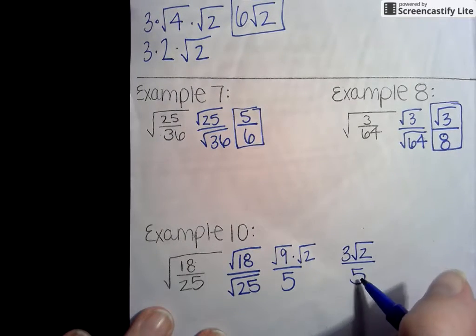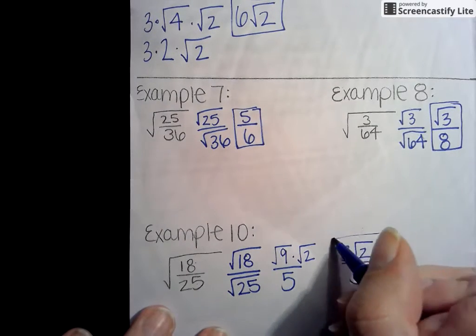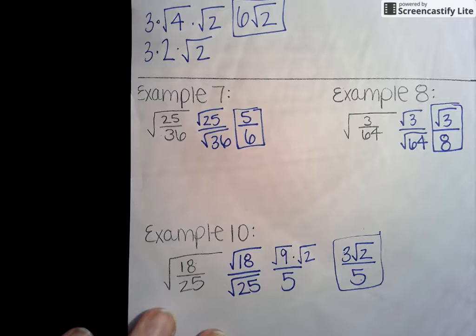I have to ask myself, can I simplify this any further? And I can't, so I'm going to leave it as 3 times the square root of 2 divided by 5.